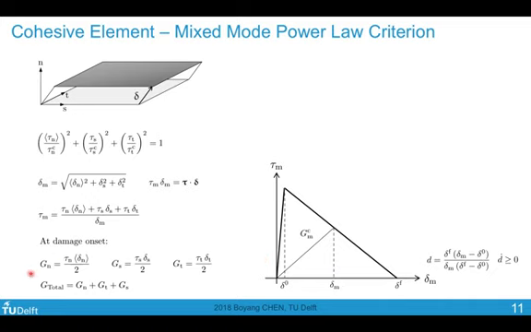At damage onset, there is several information I can collect. I can collect the strain energy components along normal and the 2 shear directions, and also the total strain energy, which would be the sum of the 3. I can also calculate the ratio of the normal and the 2 shear directions with respect to the total strain energy. Now, with this information, I can proceed to calculate the total area under this triangle, which is the mixed mode fracture toughness.